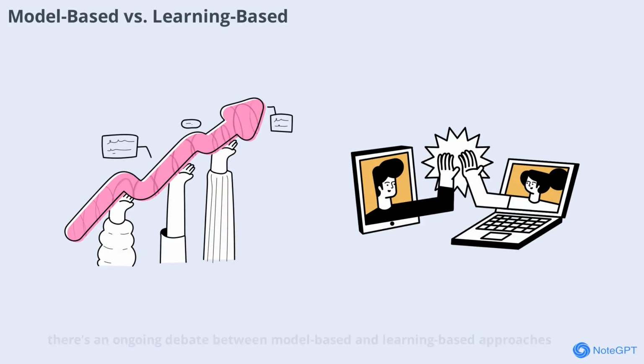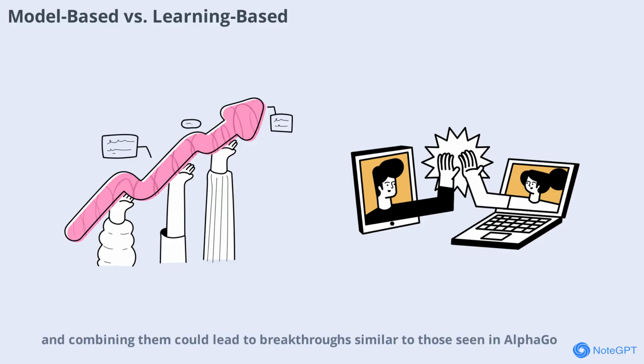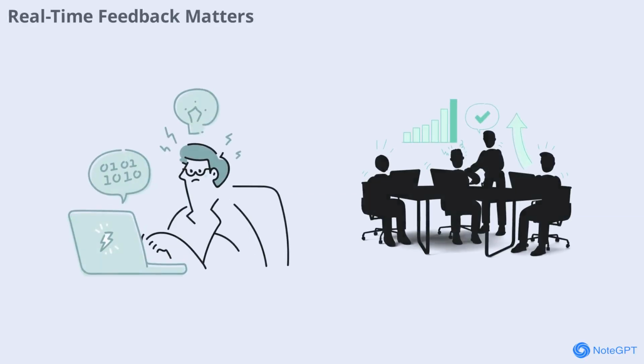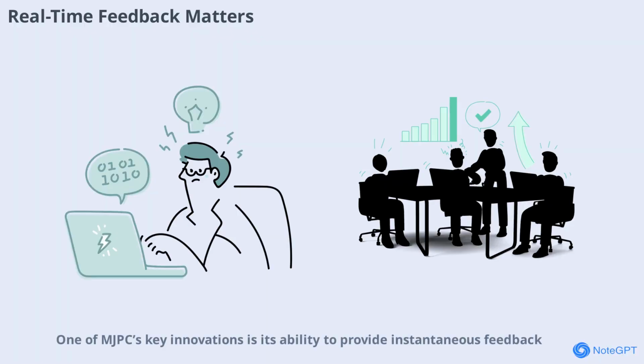In robotics, there's an ongoing debate between model-based and learning-based approaches. Model-based methods like those in MJPC use explicit models of the system to plan actions, offering speed and interpretability. Learning-based methods, on the other hand, let representations emerge from data, providing flexibility but often requiring vast amounts of data and computation. MJPC's approach shows that these methods can be complementary, and combining them could lead to breakthroughs similar to those seen in AlphaGo.